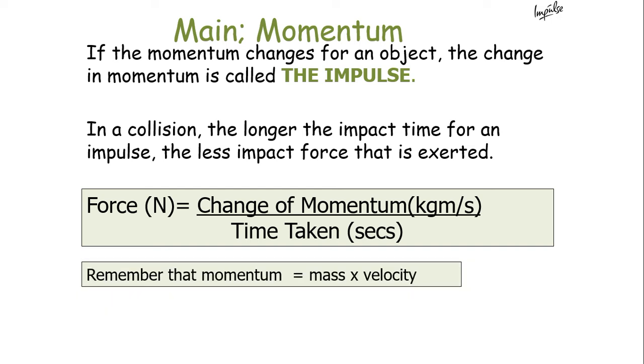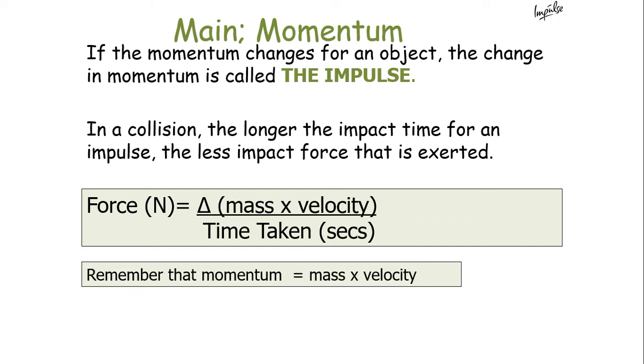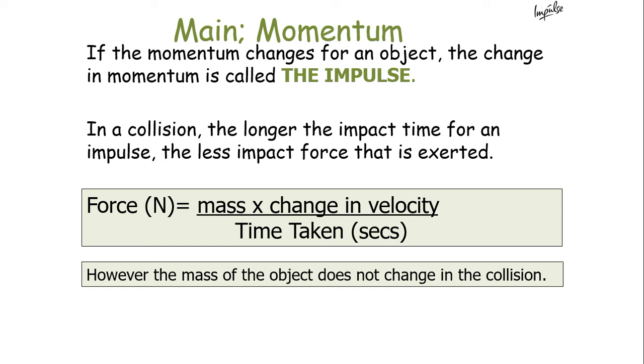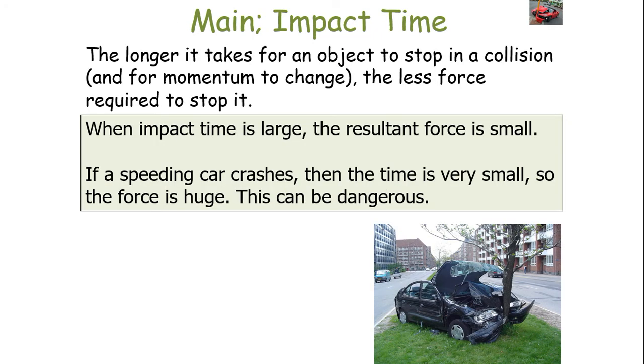Now we remember that momentum is mass times velocity, so we can say that change in momentum is change in mass times velocity over time. However, we'll also know that mass doesn't really change in a collision, so it's velocity that changes. Okay, so it's actually mass times change in velocity over time taken.